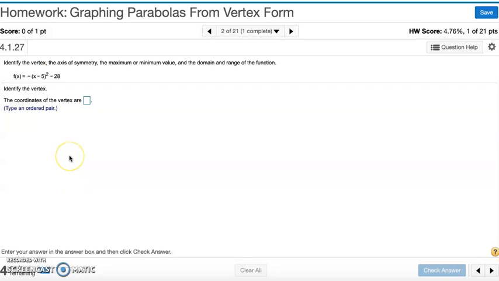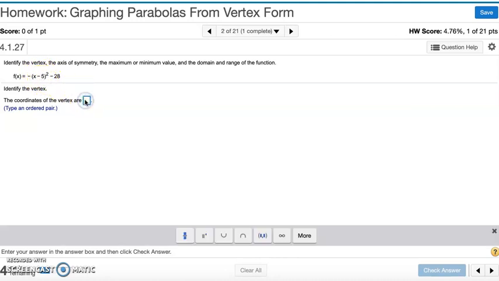Number 2, identify the vertex, the axis of symmetry, the maximum or minimum value, and the domain and range of the function. For the vertex, this is in vertex form. H and K is the vertex. H is the number here, which is 5. So you do the opposite sign of this. So this is negative 5, so you type in positive 5. So that is the x-coordinate. The y-coordinate will be this on the outside, which is negative 28. So minus 28. So you reverse the sign next to the x, and you keep the sign outside of it. So the vertex is 5, negative 28.